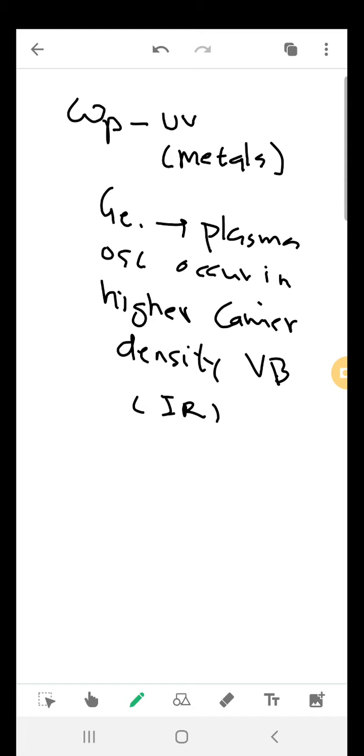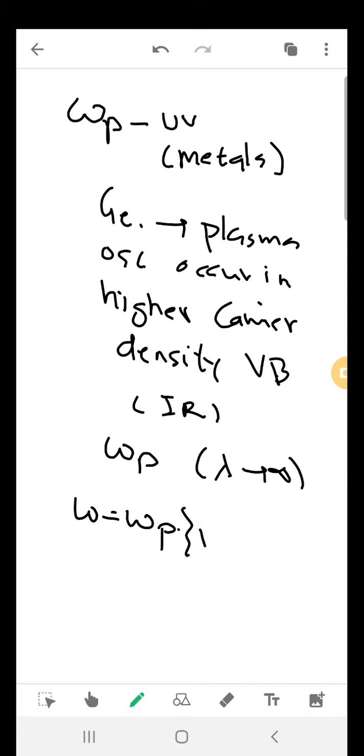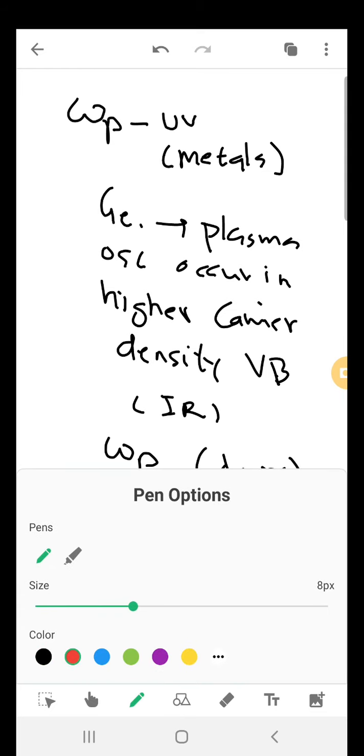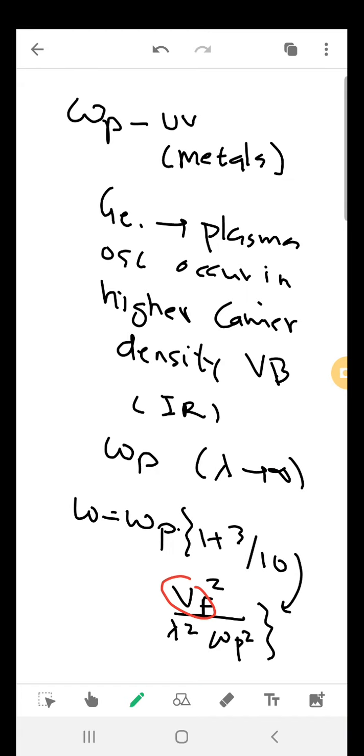Now, it should be mentioned that this relationship for omega p that we have written is valid only for a small wave vector, that means for lambda tending to infinity. Normally omega is equal to omega p into 1 plus 3 by 10 into vF squared divided by lambda squared into omega p squared, where vF is the Fermi velocity.